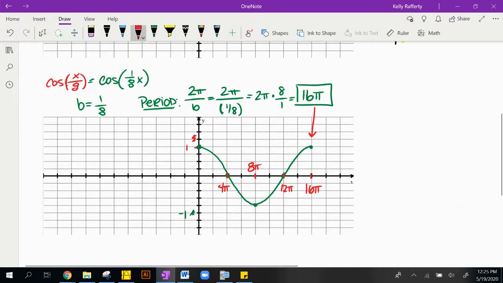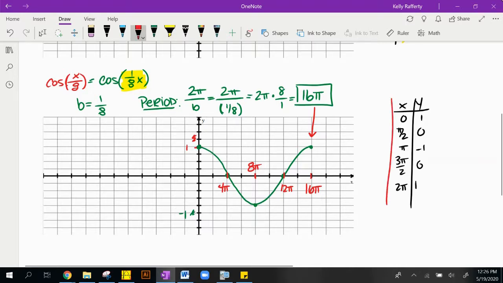One more time if you want to do that T-chart. Here's our original cosine values. And we would do the opposite, the reciprocal of 1/8. So we're multiplying all of the x's by 8. So 0, 4 pi, 8 pi, 12 pi, 16 pi is what we have on our graph. All right, guys, good luck. As always, let us know any questions.